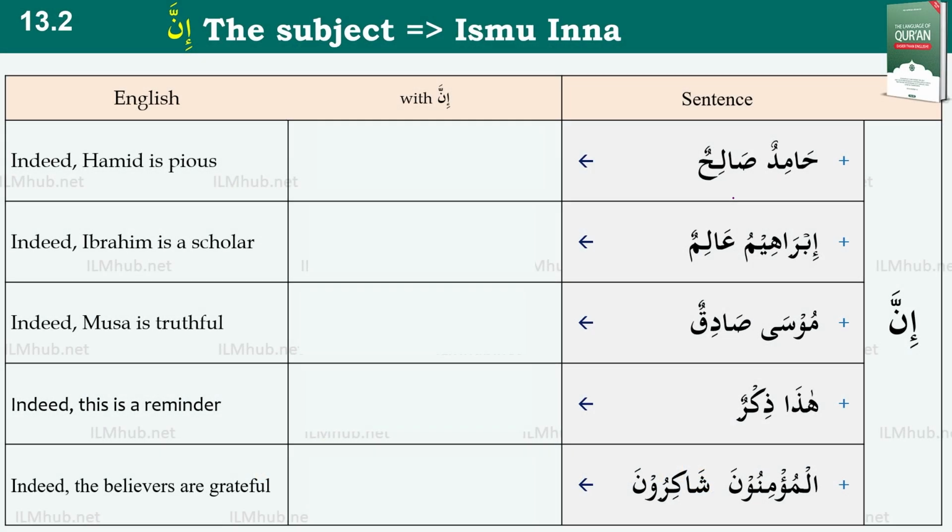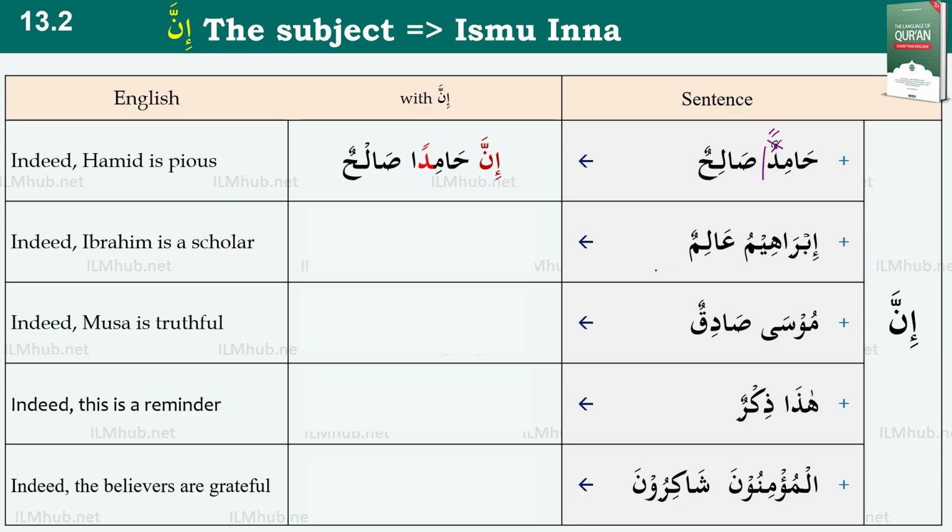So you can see on the large screen there, I have put the examples. We are going to see what happens when we add inna to Hamidun salihun. So if you remember what happens, this is our mubtada, so it will become Hamidan salihun. So indeed, Hamid is pious will be inna Hamidan salihun.